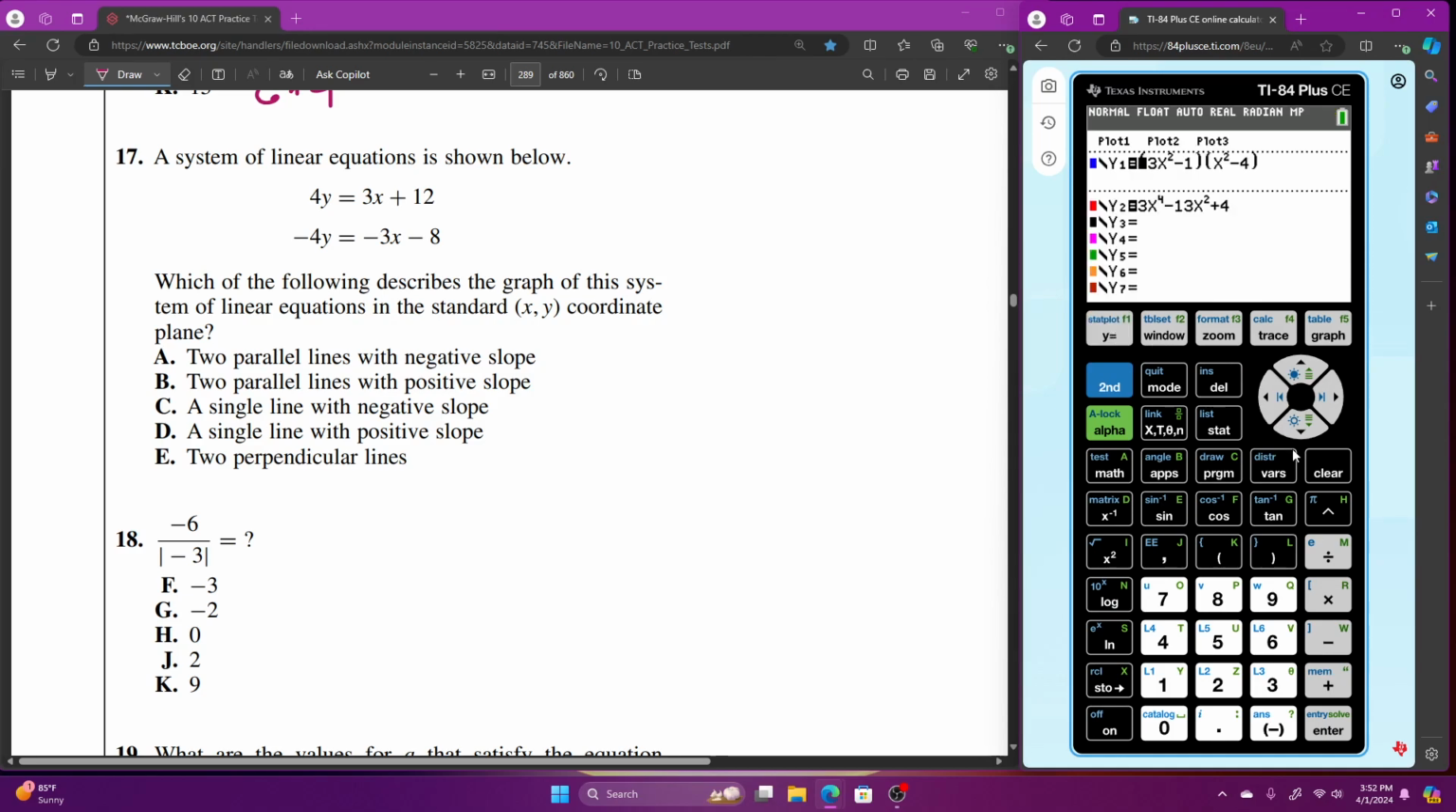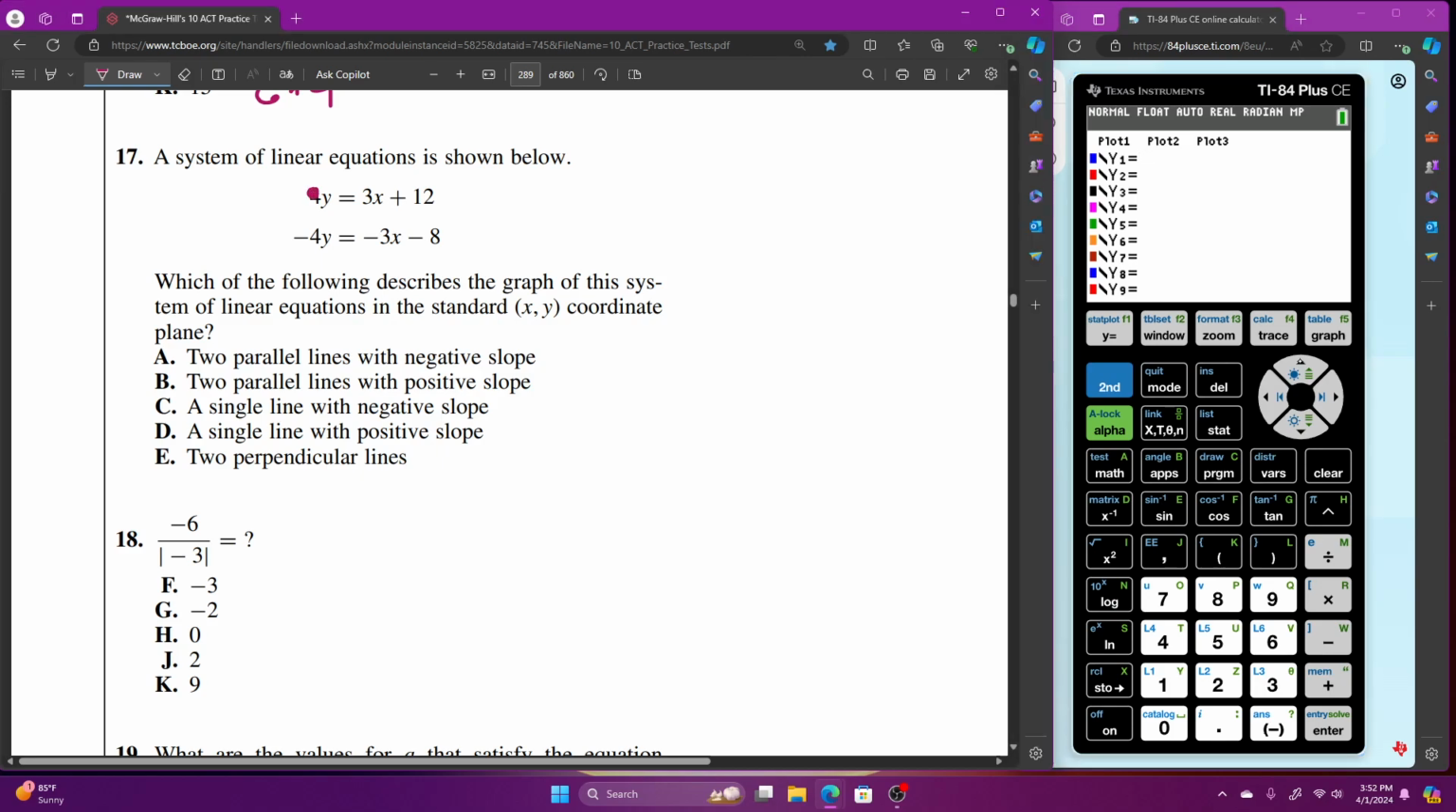I'm going to go to my y equals, clear out whatever old stuff is in here. And in order for me to put this on the TI-84 calculator, I have to have my y only by itself. And it's got a 4 with it. In order to cancel out that 4, cancel it to an invisible sneaky ninja 1, what's the 4 and the y doing together? Multiplying. How do we get rid of multiplication? How do we cancel it out? Through division. So I need to divide both sides of my equation at the top by 4. Divide by 4. That's the sneaky ninja 1.